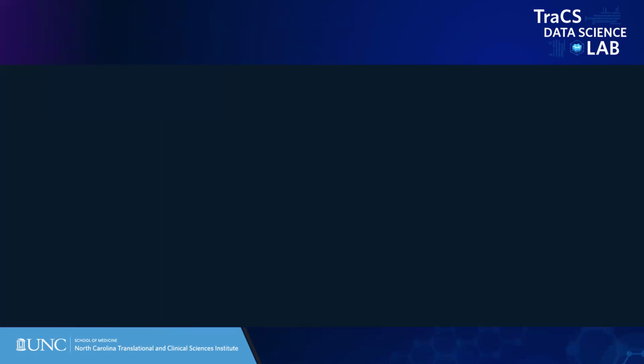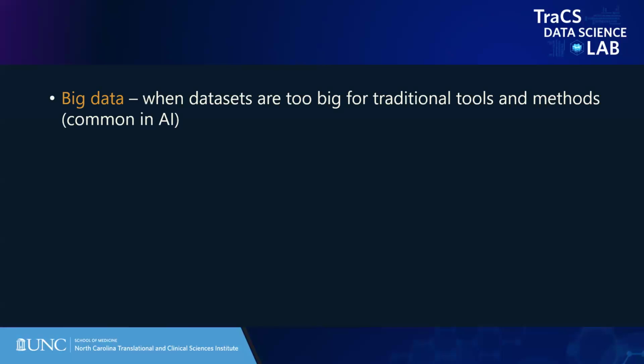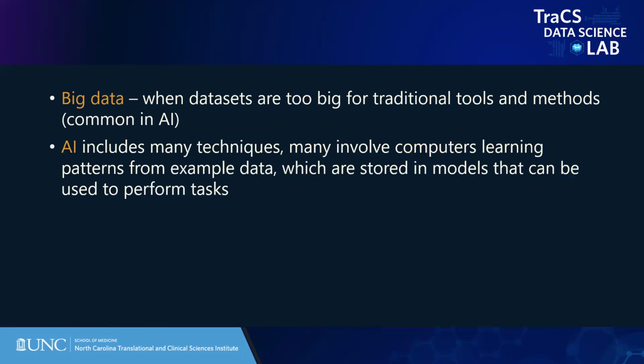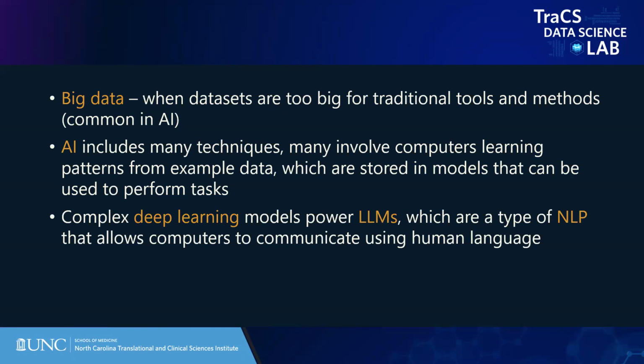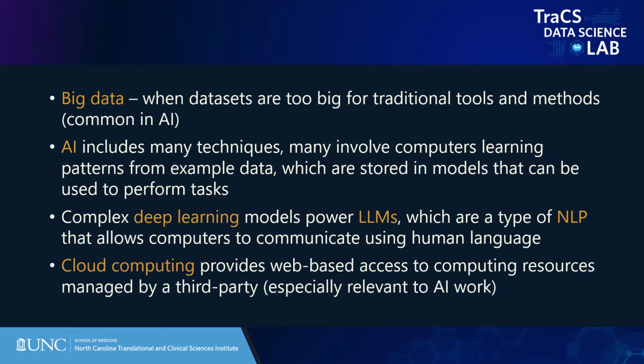So now let's take a moment to summarize some of our main takeaways as we wrap up here. So big data refers to when data sets are too big for traditional tools and methods. And this occurs commonly when we're working with AI. AI includes a lot of techniques, and many of those techniques involve computers learning patterns from example data, which are then stored in models that can be used to perform some tasks. Complex deep learning models are what power LLMs, and these LLMs are a type of natural language processing that allows computers to communicate using human language.